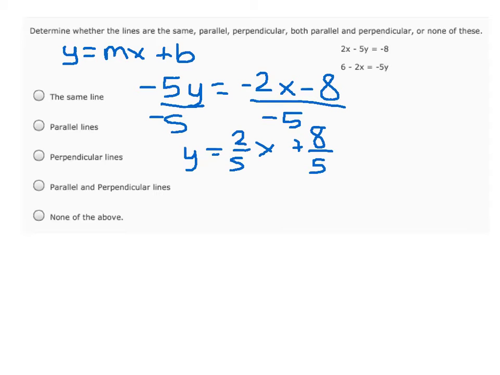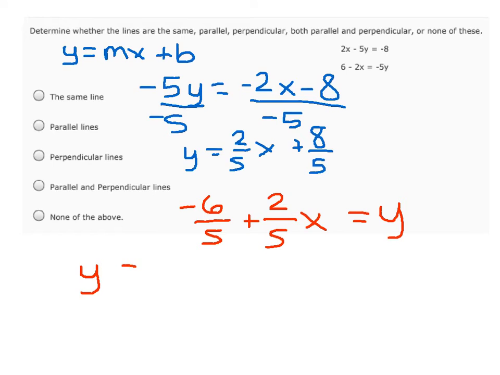So we're left with negative 6/5 plus 2/5 x equals y. However, we want to write it in slope-intercept form, so to rearrange this equation, y equals 2/5 x minus 6/5. Now, when determining if two equations of lines are parallel or perpendicular, you always want to be looking at m, or the slope of the line.